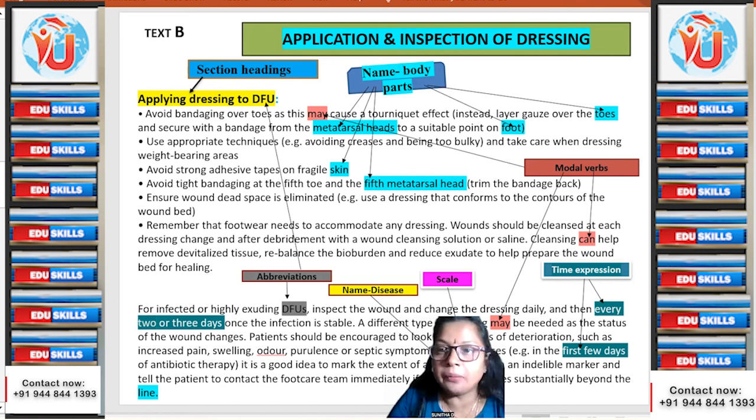Initially, you may find it difficult, but if you keep practicing, that will definitely help you find them easily. So again, abbreviations. Then coming to the second paragraph, "2 or 3 days": which is the time expression? Again, "may" is highlighted, it's a modal verb. "First few days", again a time expression. Then "some" is a scale. And in the last, "cellulitis" is the name of a disease, etc. So these are the things we have to underline or highlight while reading or skimming the text.